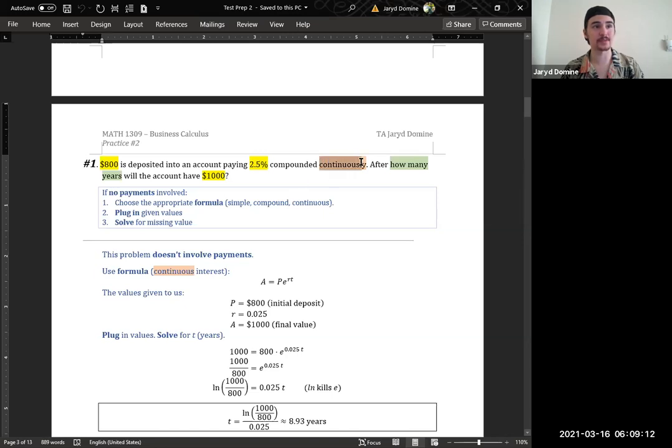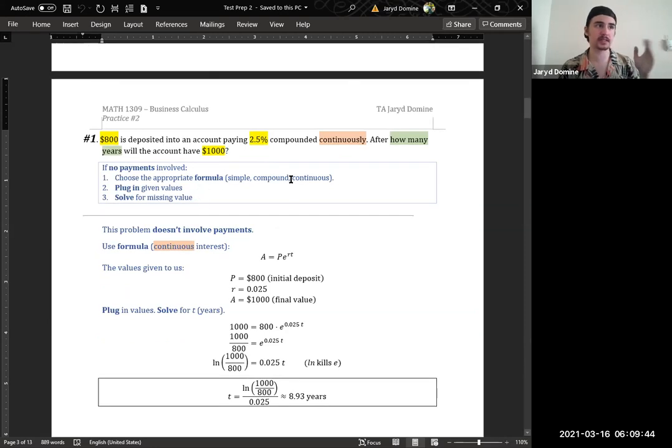I got the word continuous. That's telling me what type of interest it is. And I'm also told how many years. That is the question. The question being asked is how many years. So that's the quantity we're trying to solve for. And in all of our formulas, that's T, T for time. So we're given all of these values. We're told to use the continuous interest formula, and we're going to be solving for time. Okay, so that's how you break down a word problem. Just figure out all the information it's giving you.